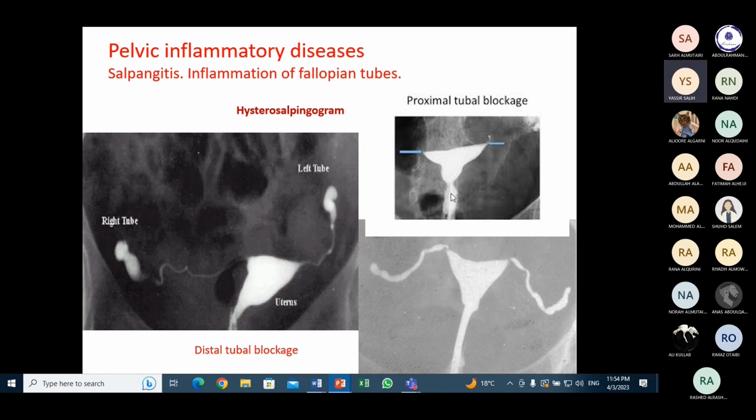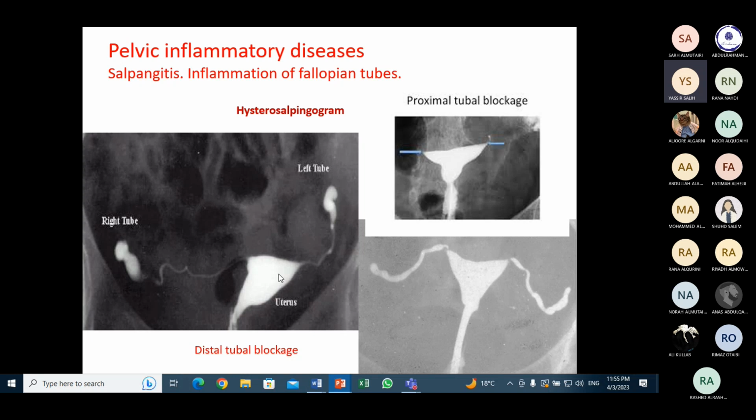This tube here is used to push the contrast. The uterus is normally opacified by the contrast. There is no black area; all of it is opacified with contrast. But there is no opacification of the uterine tubes. There is no uterine tube, even in the proximal part, there is blockage. There is no contrast in the tube even in the proximal part. So this is a bilateral tubal blockage, uterine tube blockage.